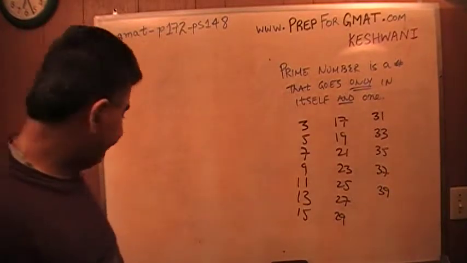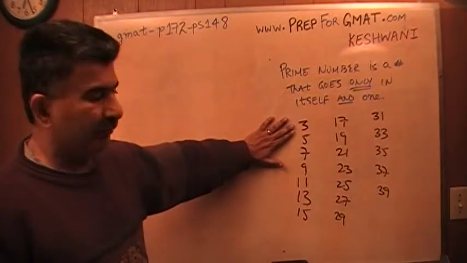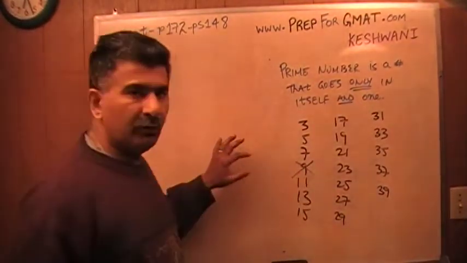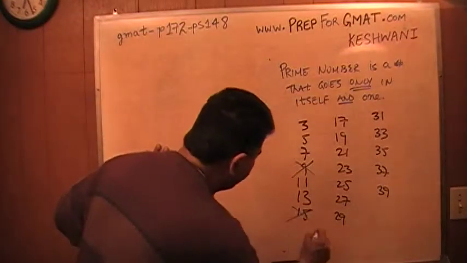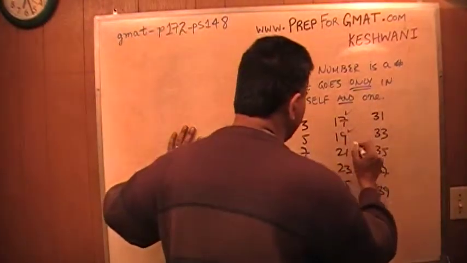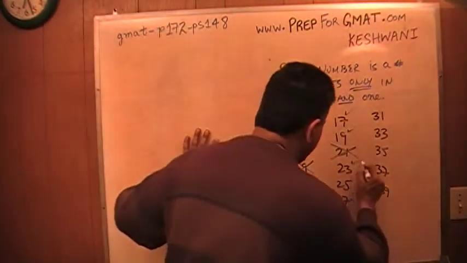Well, we'll find out. 3 is a prime number because the only number that you can divide 3 into is itself and 1. 5 is a prime number. 7 is. 9 is not because 9 goes into 3. 11 is a prime number, so is 13. 15 is not because 15 will go into 3 and 5. 17 is a prime number. 19 is a prime number. 21 is not. It will go into 3 or 7. 23 is a prime number.